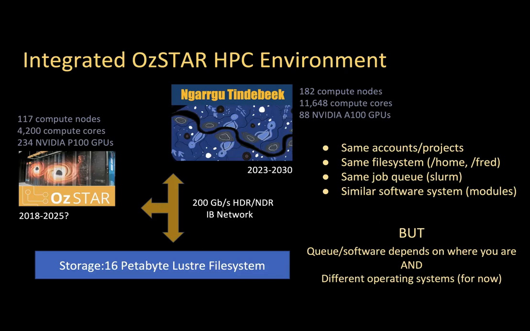We'll get on to accounts and where to run jobs and so on in a minute, but just want to highlight that it's the same accounts and project system for both machines. Nothing's different there. They both see the same file system, same home directories, same project directories. They both use Slurm for the job scheduler, and they both have modules for the software stack. But right now, as we speak, the machines do have different operating systems. So the software stacks are a bit different from one to the other, although that will be changing by the end of September 2023 when we upgrade the operating system on OzSTAR to match that of Ngagu Tinderbeek.